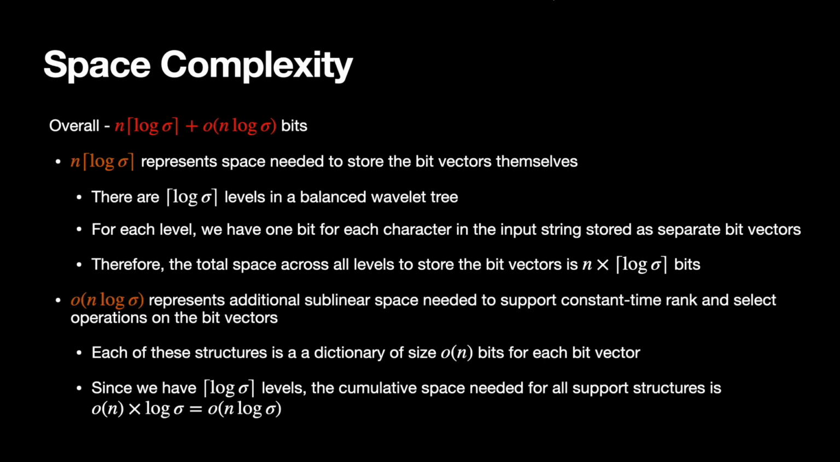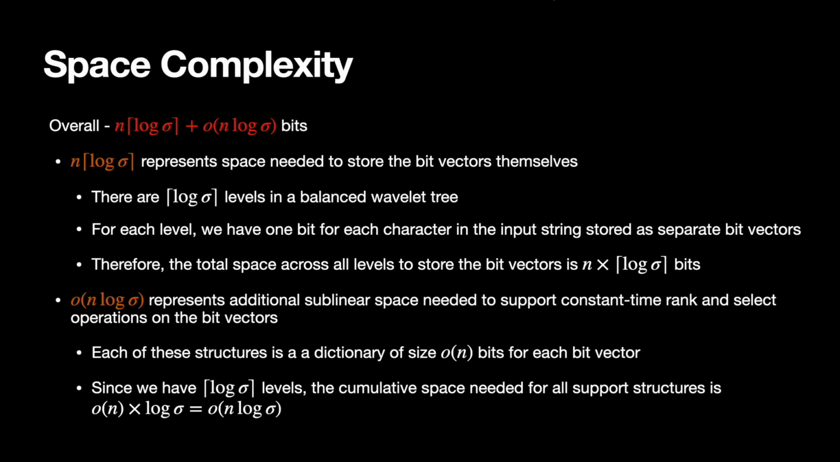Now, in terms of the space complexity, the overall is n times the ceiling of log sigma plus little o of n log sigma bits. The first term, the bigger one, n times the ceiling of log sigma, represents the space needed to actually store the bit vectors. There are log sigma levels in a balanced wavelet tree, which we discussed. For each level, we have 1 bit for each character in the input string, stored as separate bit vectors.